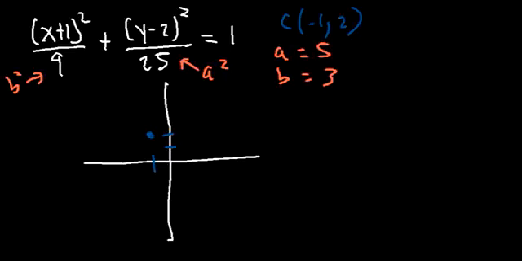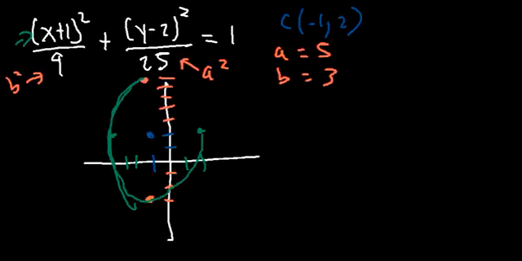So a is under the y, so we need to go up 5 units. 1, 2, 3, 4, 5. And then down 5. 3, 4, 5. B is associated with x, so we need to go 3 units to the right, and then 3 units to the left. And then connect the outer points. So that's our ellipse.